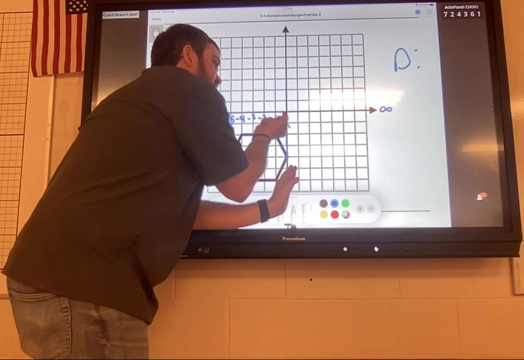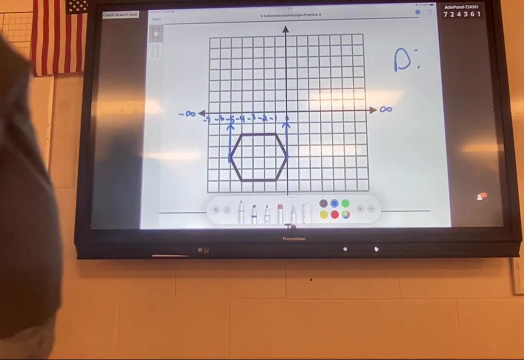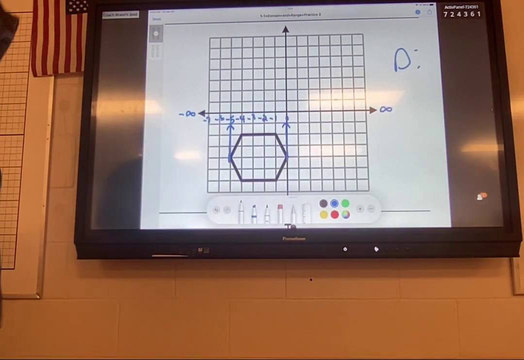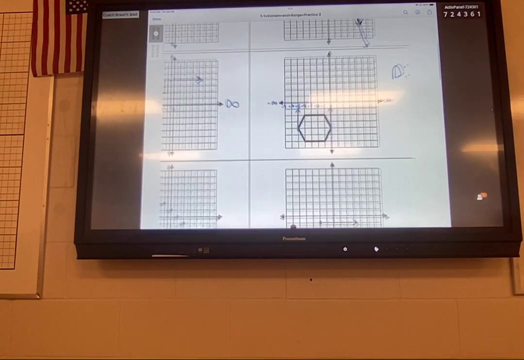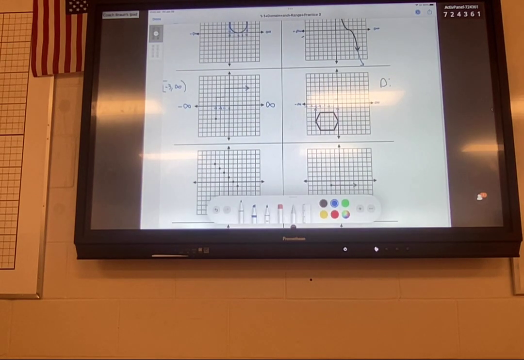And all they got to do is look up at the x-axis and it's 0. So that domain is literally, I'm going to zoom out. It's from -5 to 0.